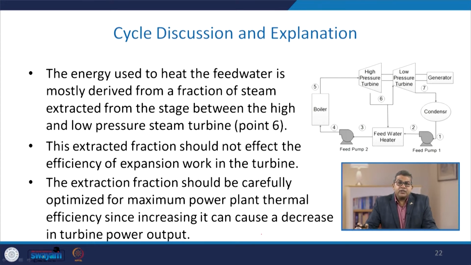Here the energy used to heat the feed water is mostly derived from the fraction of steam extracted from the stage between the high and low pressure steam turbine. Here you see this is the high and low pressure turbine. This extracted fraction should not affect the efficiency of expansion work in the turbine, which is here. The extraction fraction should be carefully optimized for maximum power plant thermal efficiency, since increasing it can cause a decrease in turbine power output.